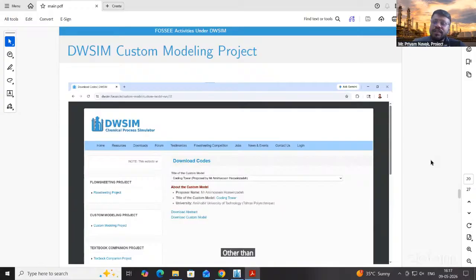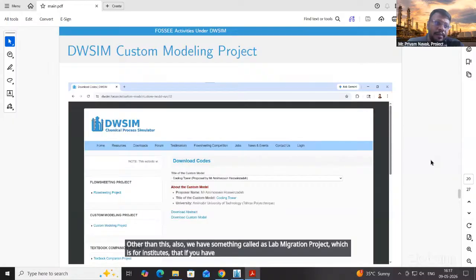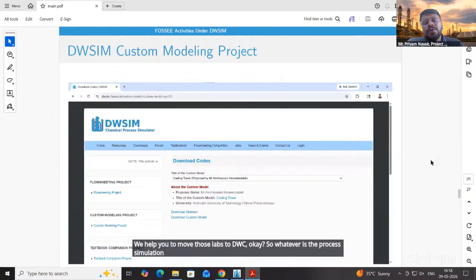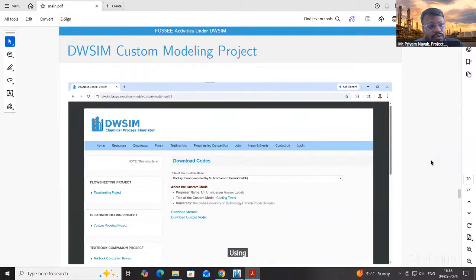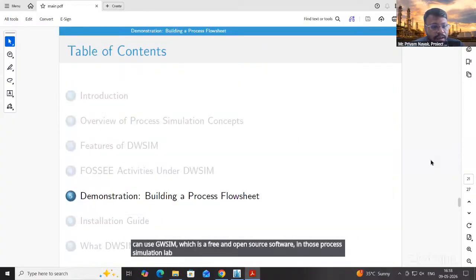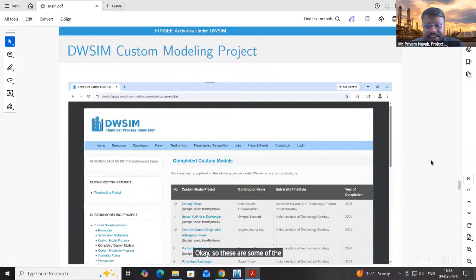Other than this, we also have something called lab migration project, which is for institutes. If you have a lab using commercial software like Aspen HYSYS or UniSim or Aspen Plus or Pro/II, we help you to move those labs to DWSIM. Whatever process simulation problem statements you are solving in those labs using the commercial software, we help you migrate such labs using DWSIM. That makes your lab commercial software independent. You can use DWSIM, which is a free and open source software, in those process simulation labs. So these are some of the activities that are there in DWSIM.